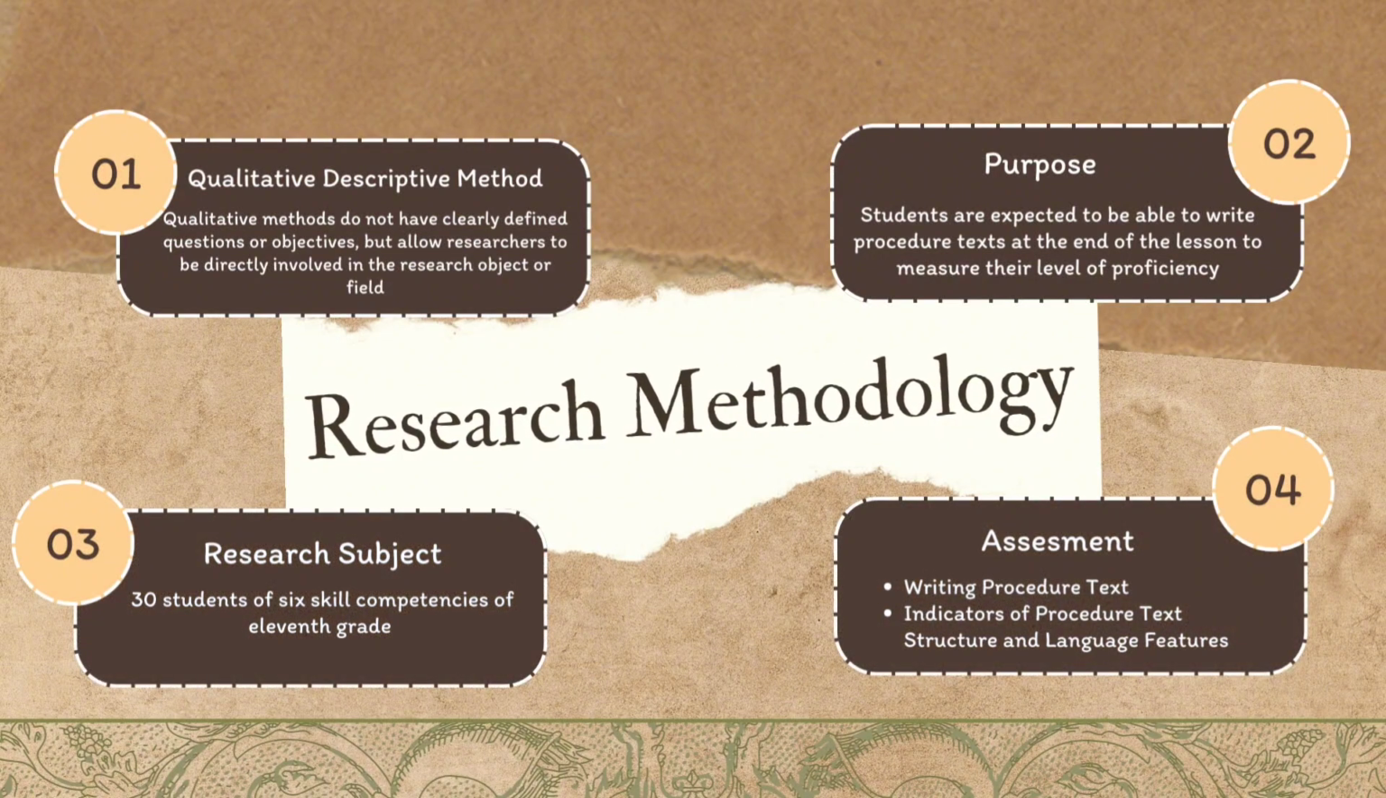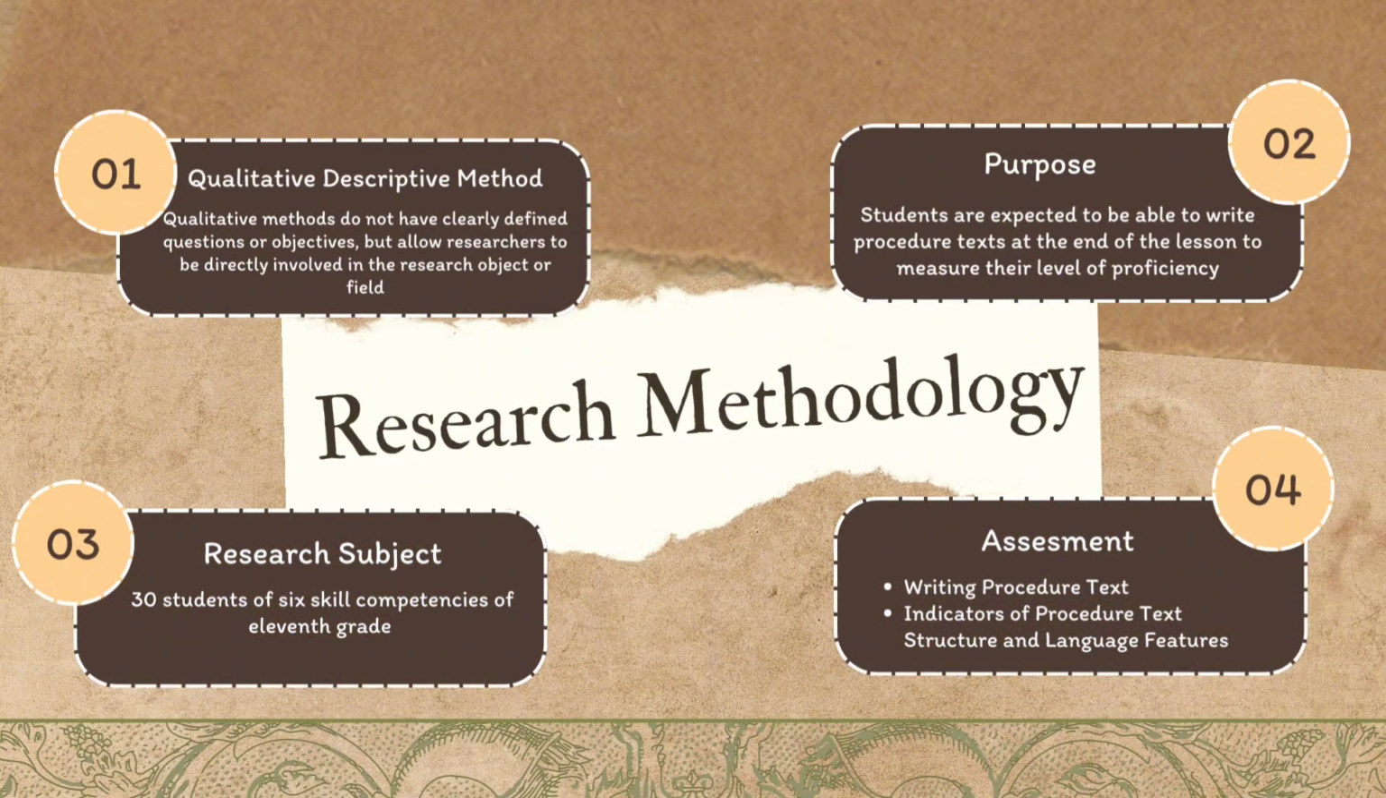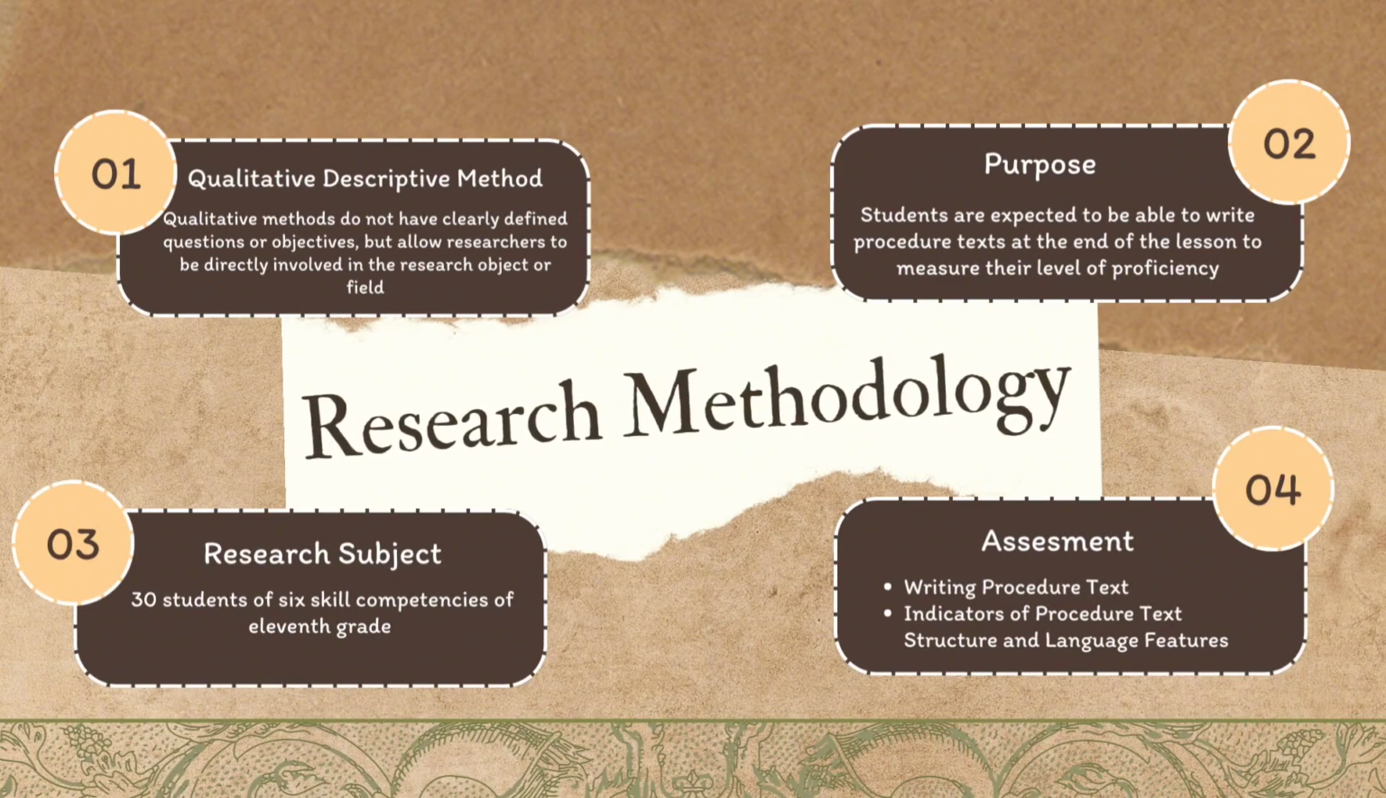Okay, so we go to the research methods. For doing the research, we use a qualitative descriptive method, and for the purpose of this study, we hope that students are expected to be able to write procedural text at the end of the lessons. For the research subjects or participants, we have 30 students of 6 skill competencies in 11th grade, who were assigned to write procedural text, and it is used as indicators of procedural text structures and language features.